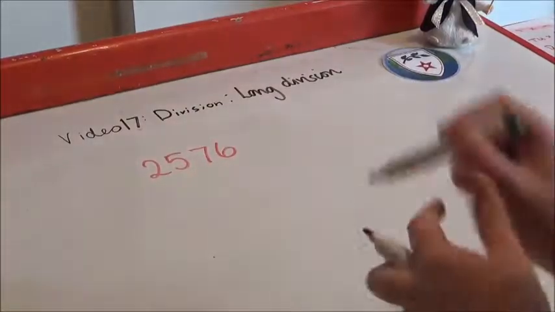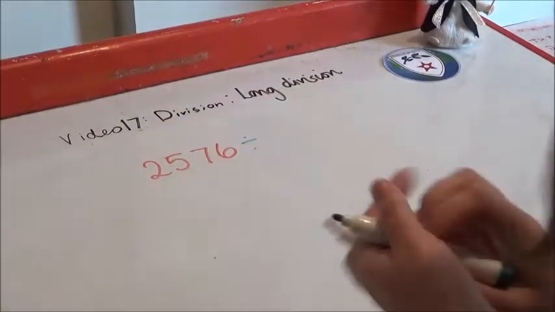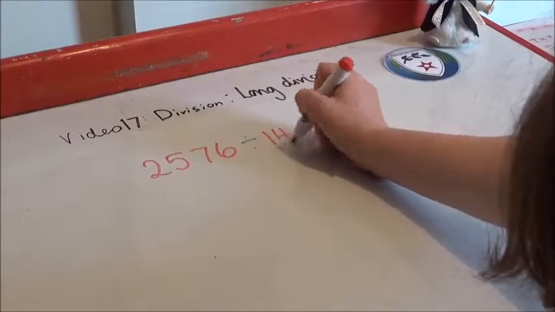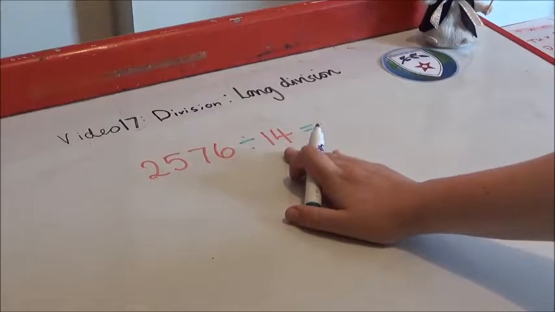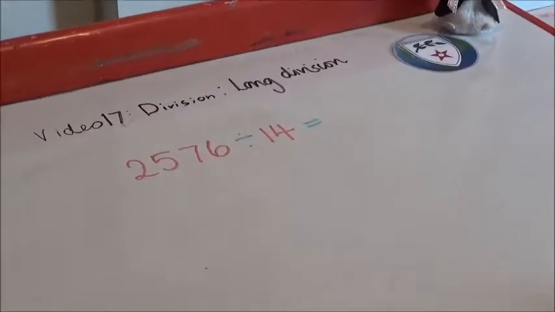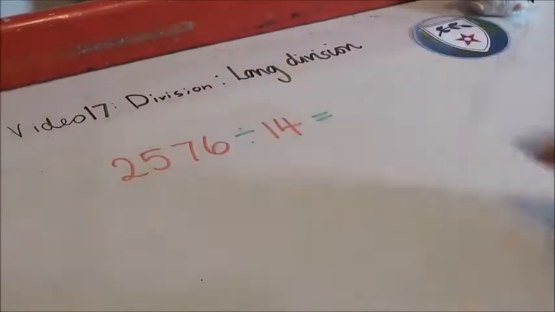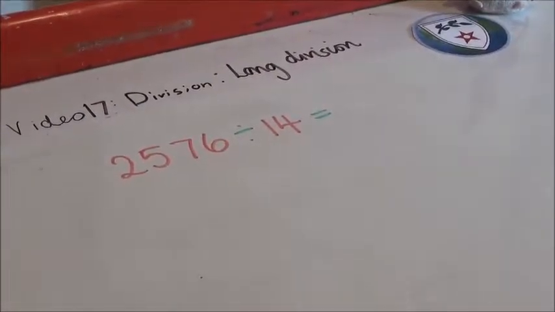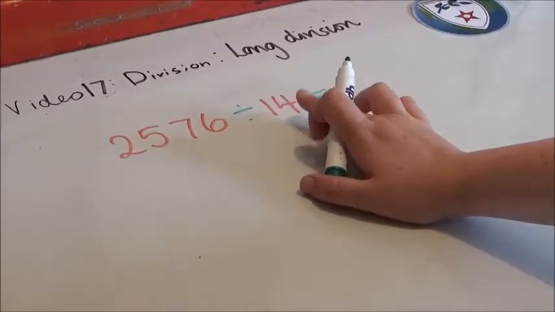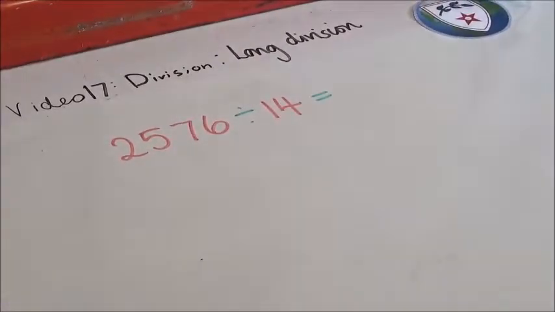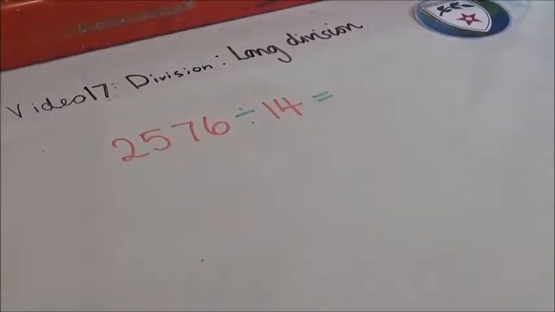If I had 2,576 divided by 14, that is the same as... Now, I'm not secure in my 14 times table, and so I'm going to need to use long division to work this out. It's usually when we've got things like a tens and units number that we're dividing by, or 100 tens and units. We'll go through those examples before.